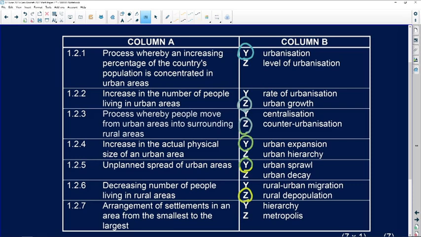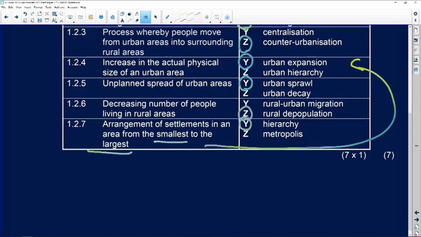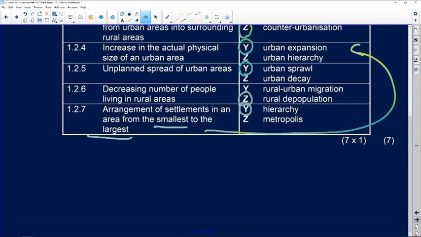1.2.7, the arrangement of settlements in an area from the smallest to the largest. I explained it when we did question 1.2.4, and that's your hierarchy. Now that's the short answer questions. Let's see what follows.